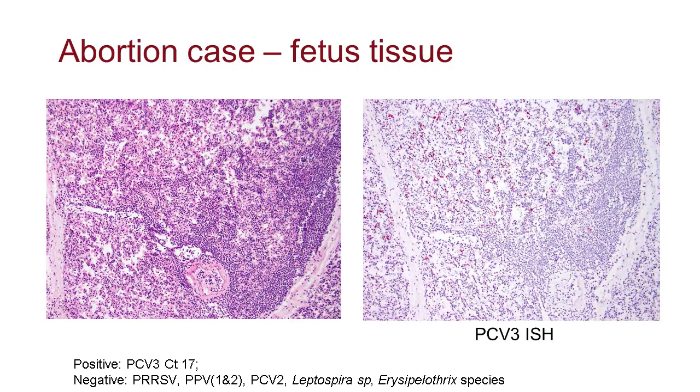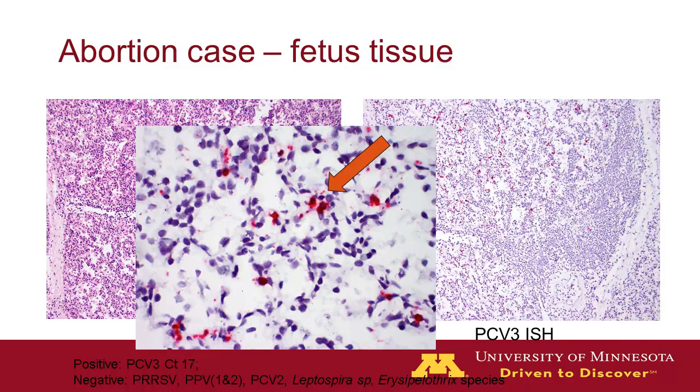We go deeper into the lesions. Here are the lung lesions in the aborted fetus, and here is the PCV3 virus from in situ hybridization. When we go deeper, the red spots are PCV3 virus sequence. So this case gave us more ideas that we found a lesion in the aborted fetus that's probably associated with PCV3. And we didn't find other pathogens associated with abortion in this case.